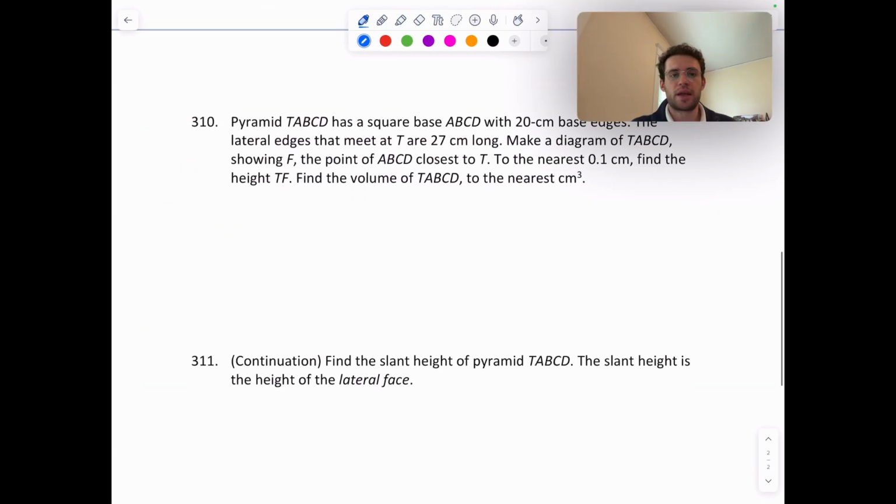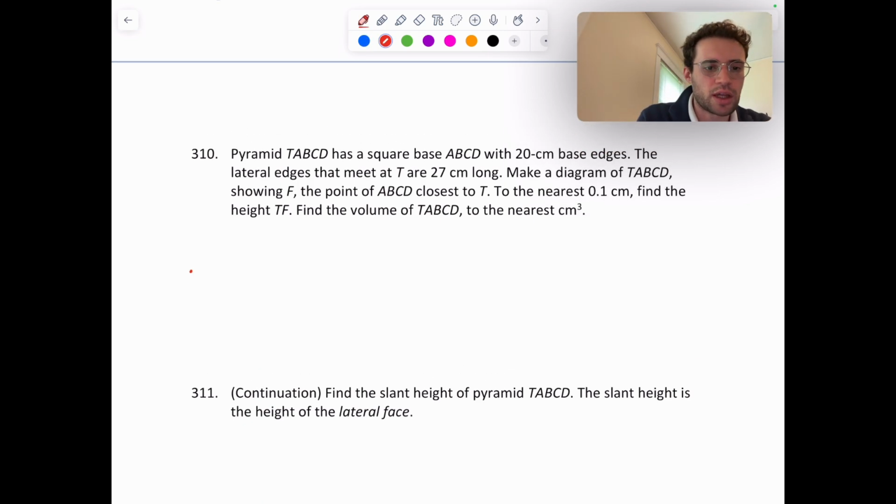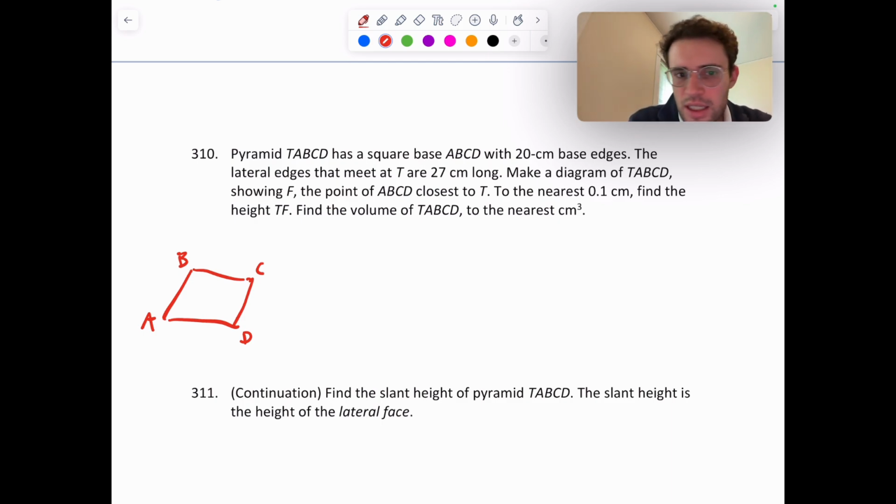All right, next we have pyramid TABCD, and it has a square base. So the way you draw that, just draw your square. ABCD is that base, so we would label it ABCD, like that. Those are your vertices down there. And then T must be the top part. So T will be up here. We can connect all of the other vertices to T. All right, so each side of ABCD is 20 centimeters. So we have a 20 by 20 square. And the lateral edges that meet at T are 27 centimeters long.